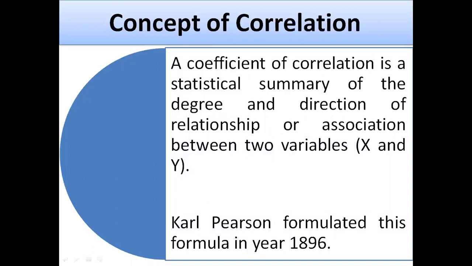Based on that, we can find out whether they are strongly related with each other or weakly related with each other. So this concept, and specifically we are going to discuss the various formulas for the coefficient of correlation calculation given by Karl Pearson in the year 1896. The formula of the Karl Pearson coefficient of correlation was given by Karl Pearson in 1896.